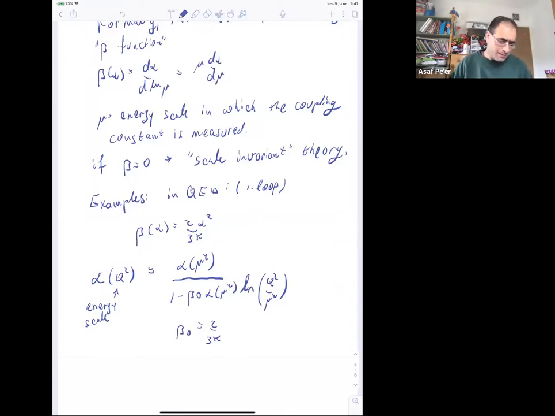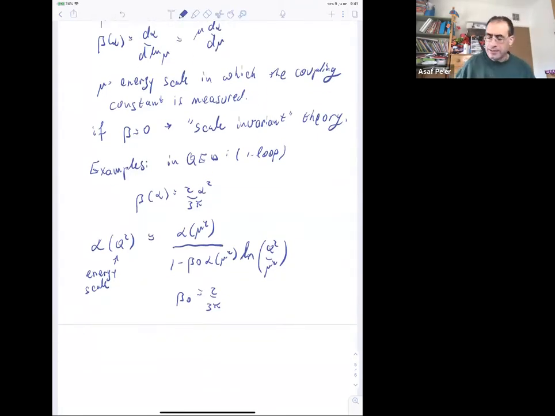Since beta is positive, it means that the QED coupling constant increases. Right, beta 0 here is positive, so as the energy increases, then the alpha increases. The coupling constant increases.